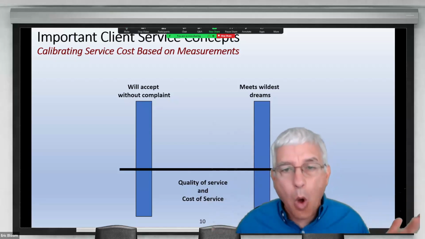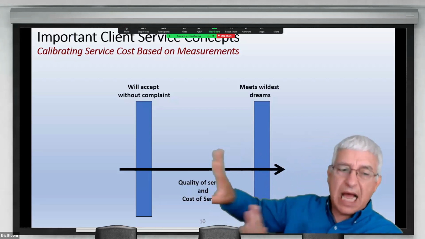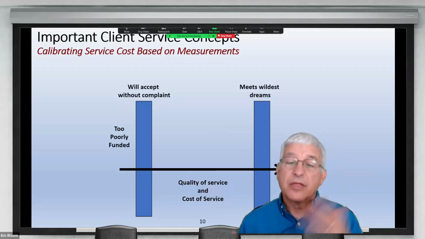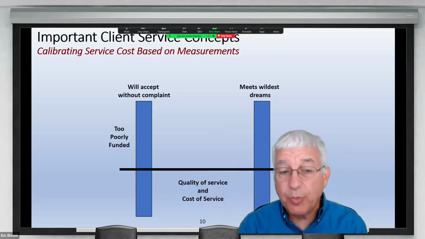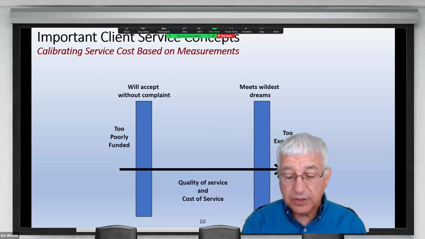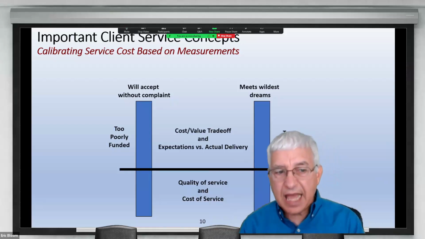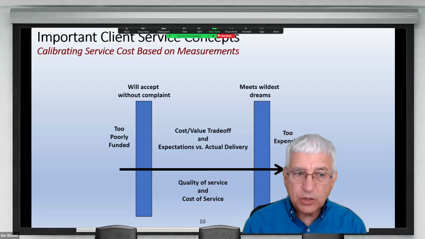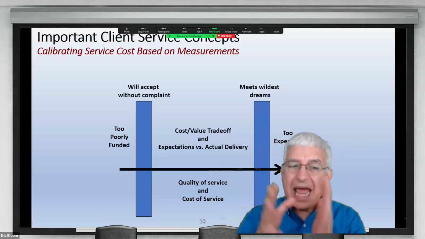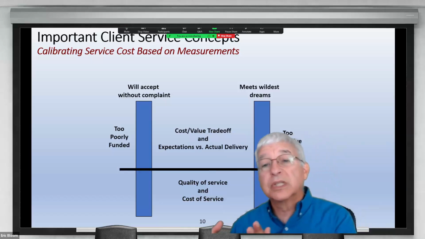I mean, who would ever want that? Who doesn't ever need it? But you get the idea. It's incredibly high service value. Now, when you compare those, the left one probably is too poorly funded, and the right one is much, much too expensive to be able to provide value. So what you have to decide as the head of help desk or whatnot is what's that value cost trade-off, and then set the appropriate expectations of what can be delivered versus the actual delivery.